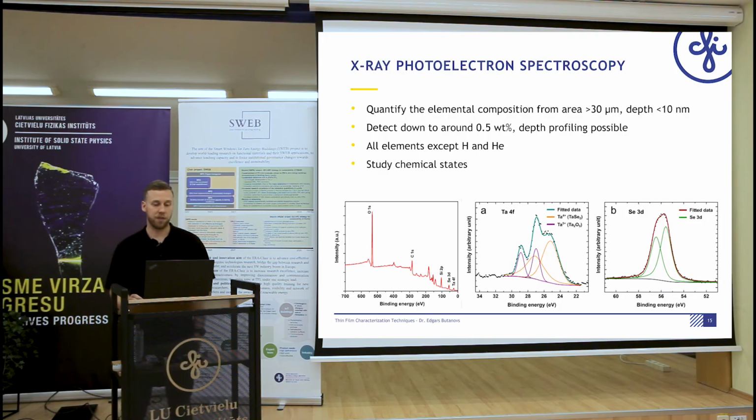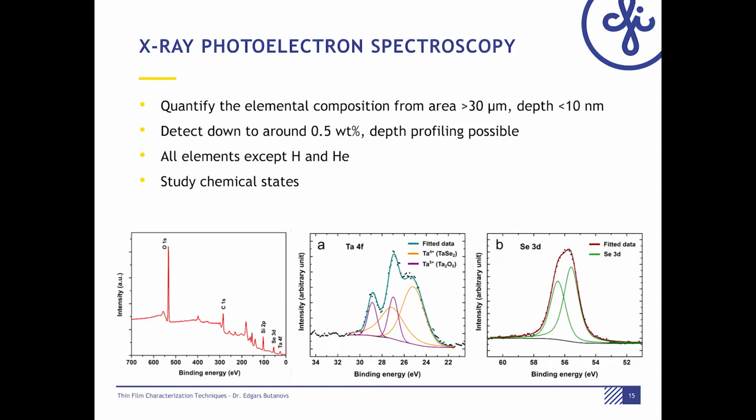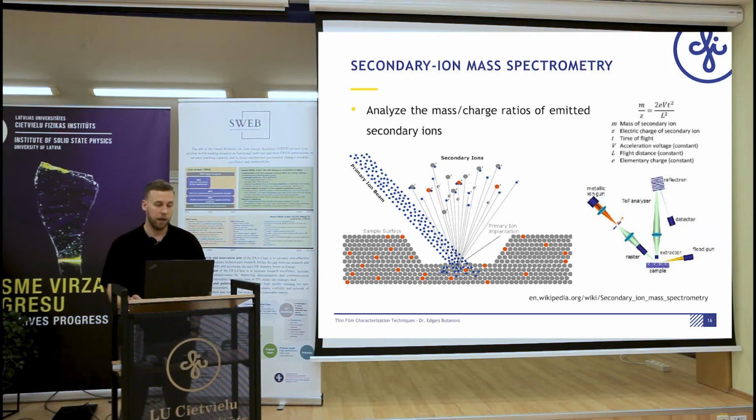What is beneficial about this method is that you can study chemical states. Photoelectrons are sensitive to different chemical shifts, which depend on the chemical compounds of the specific element. For instance, as you can see here in the middle figure, in tantalum oxide or tantalum selenide, these 4f peaks of the photoelectrons are shifted, and that gives us information about the chemical state of this compound.